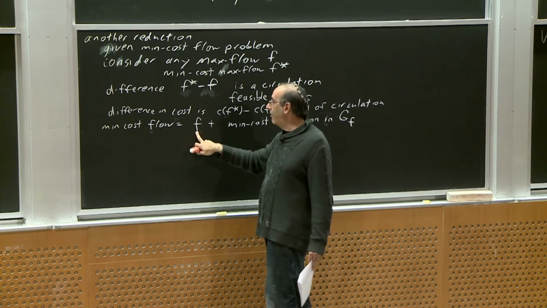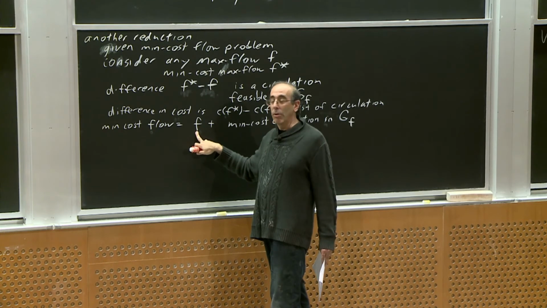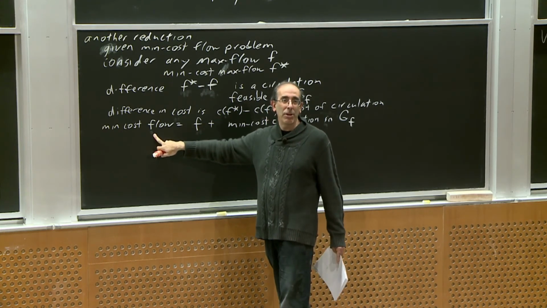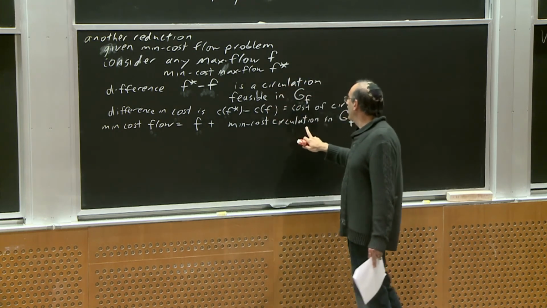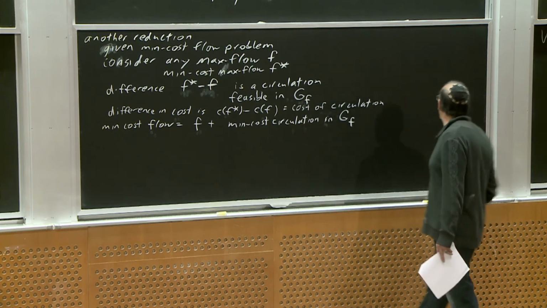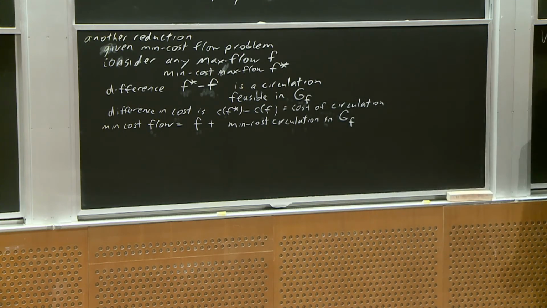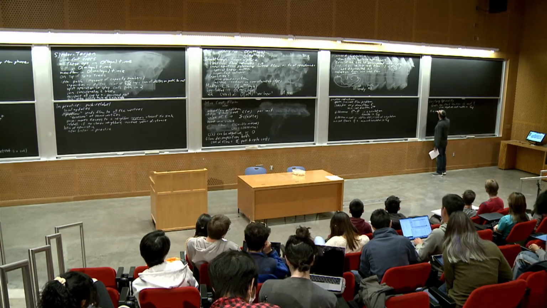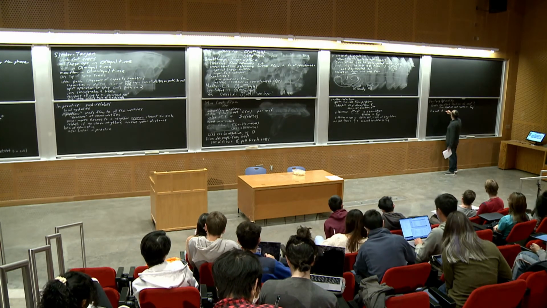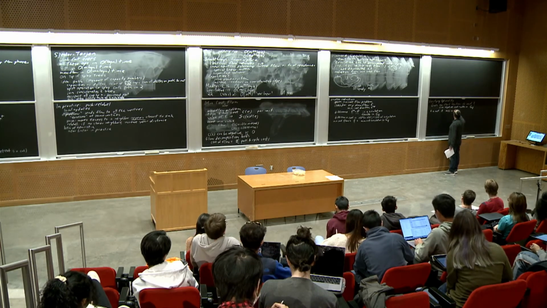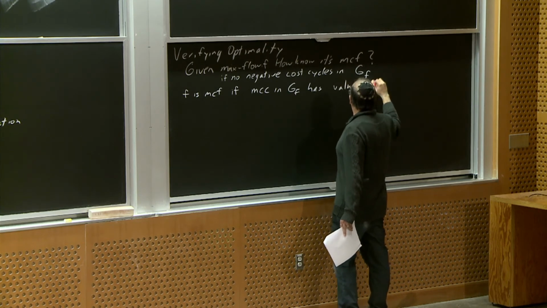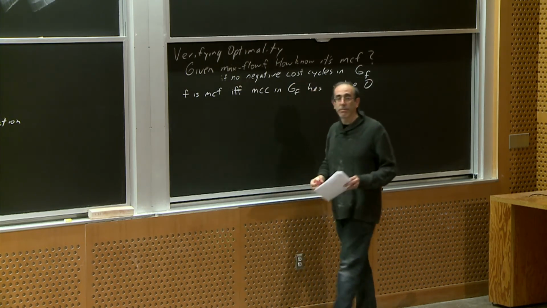So the point is that if f is the min cost flow already, it has to have the same cost as whatever hypothetical min cost flow there is. So in fact, the value of this min cost circulation will be what? 0, right? So f is the min cost flow if the min cost circulation in G sub f has value 0. And this is an if and only if, right?